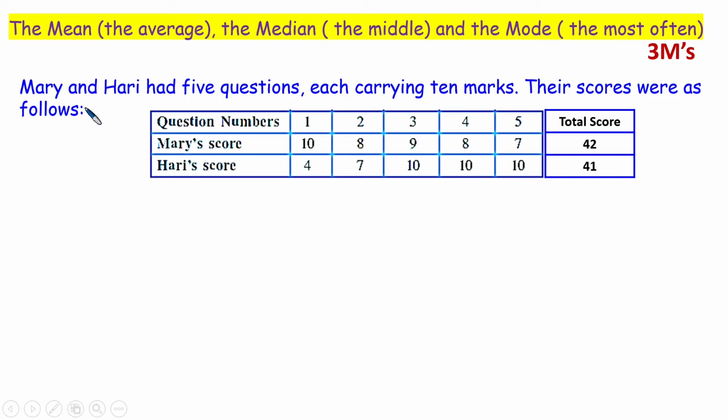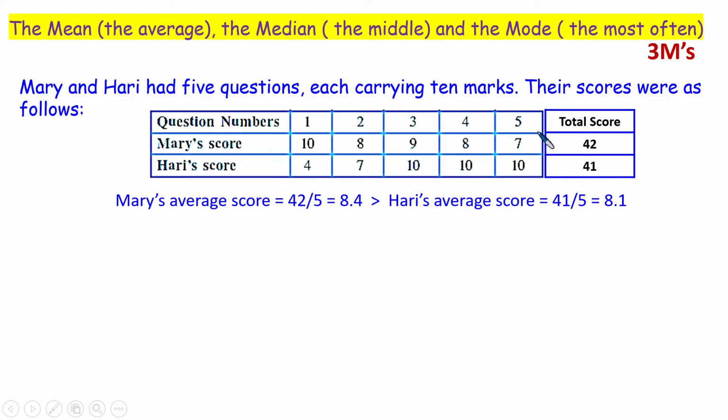Okay. So let us take an example again. This is from your book. Mary and Hari had 5 questions, each carrying 10 marks. Their scores were as follows. See, this is question number 1 in the test, question number 2, 3, 4, 5. In question number 1, Mary scored 10. In question number 2, 8, and so on. And similarly, Hari's scores are given here. So the total score is 42 for Mary, and the total score for Hari is 41. So Mary's average score will be 42 divided by 5, that is 8.4. And Hari's average score is 41 by 5, that is 8.1.